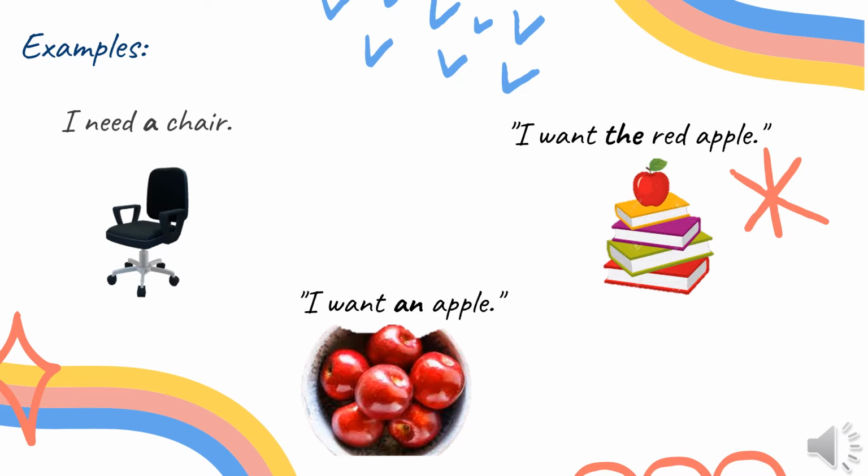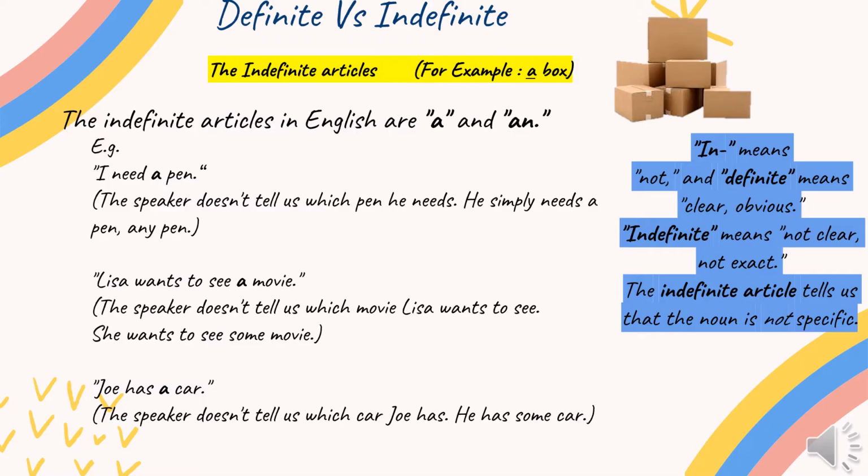In the third sentence, we find the article an. It shows us that the speaker does not want a specific apple. He can have any apple. In the second sentence, the article the shows us that the speaker wants a specific apple.